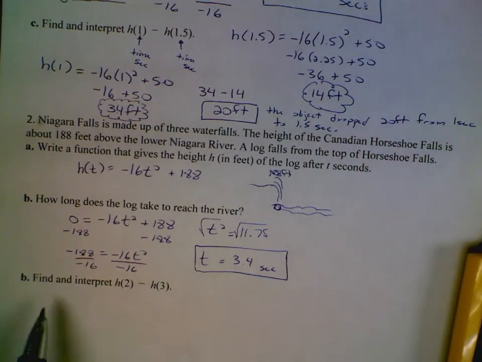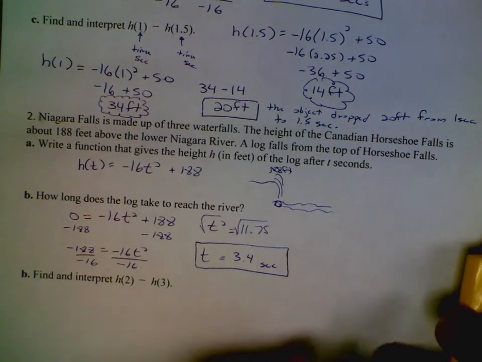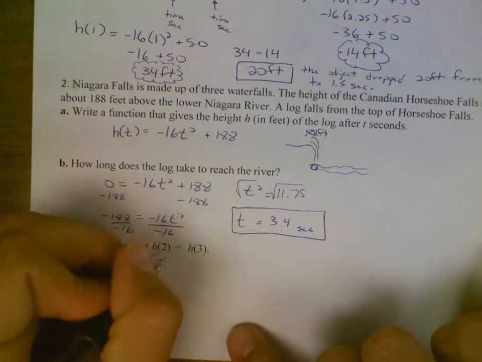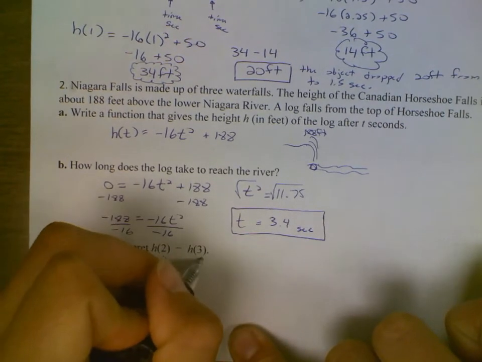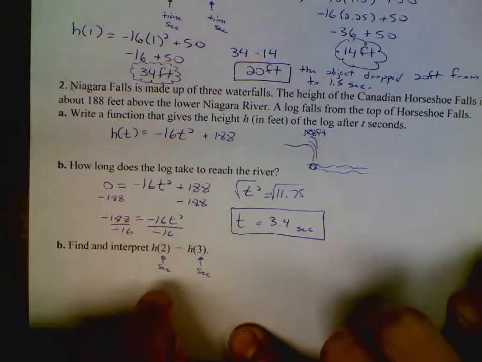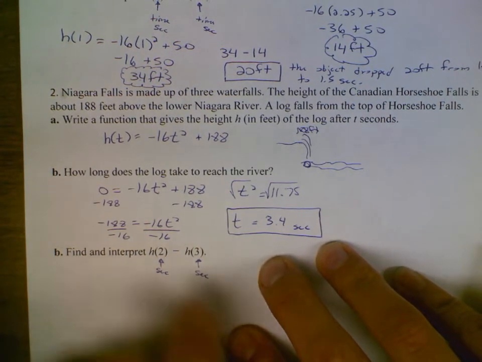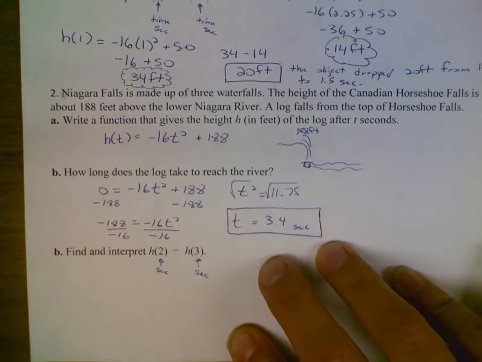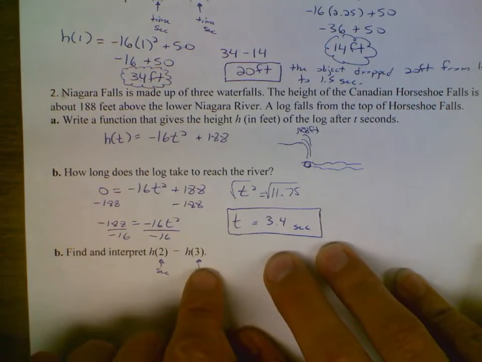And then lastly, it says, find and interpret h of 2 minus h of 3. So once again, this is the time in seconds, and this is the time in seconds. We just want to figure out what's the height at this time minus the height at that time. How much has the log dropped from 2 seconds to 3 seconds? So we just plug in 2 into our formula, and then we plug in 3 into our formula.